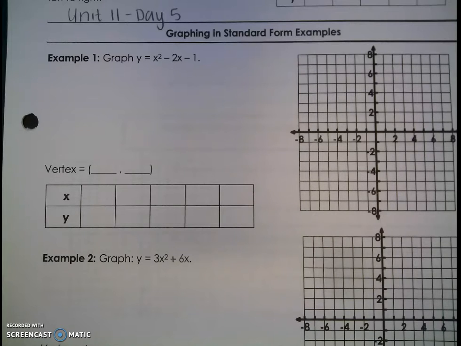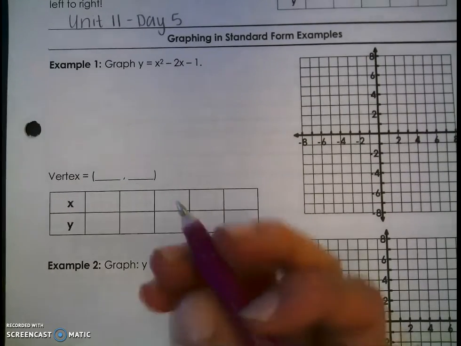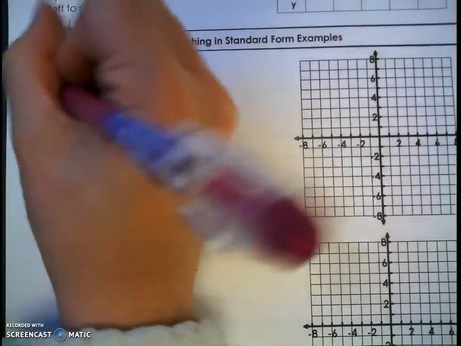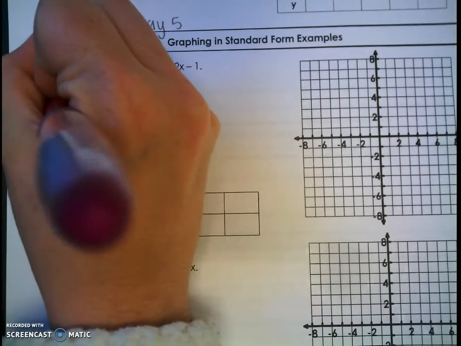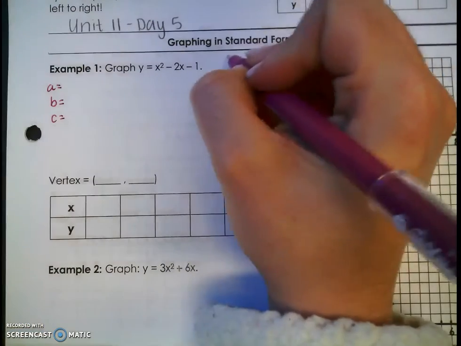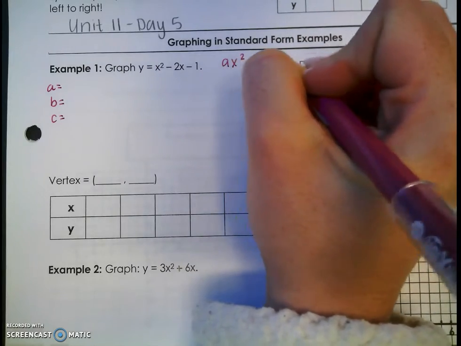On the Day 5 notes for Unit 11, we talked about graphing in standard form. So this is on the front of the second page of the notes. You should start off by finding your A, B, and C because we're in standard form instead of vertex form. Remember, A, B, and C are just letters. And we're talking about ax squared plus bx plus c.